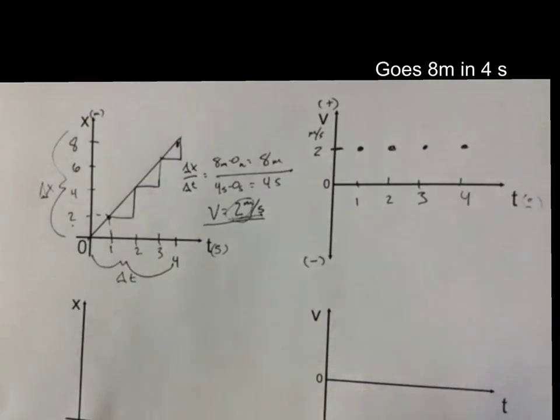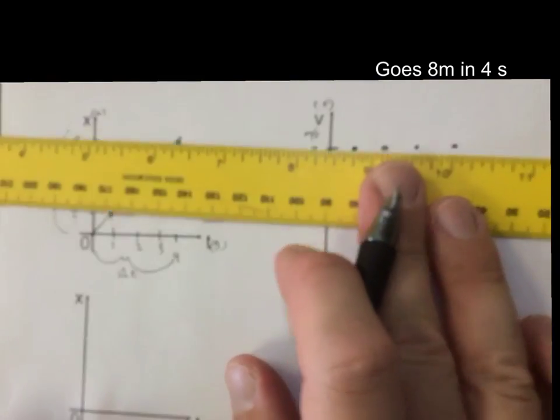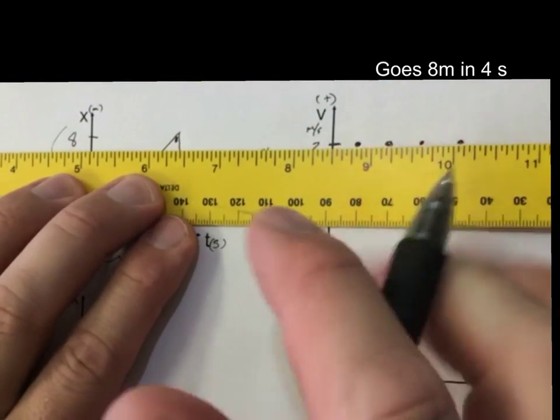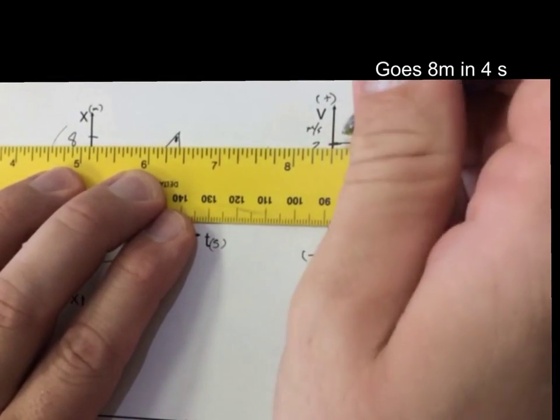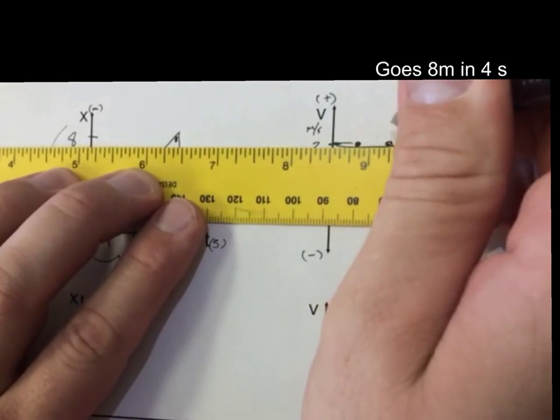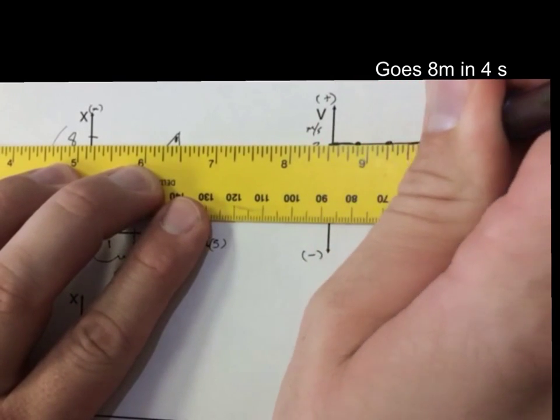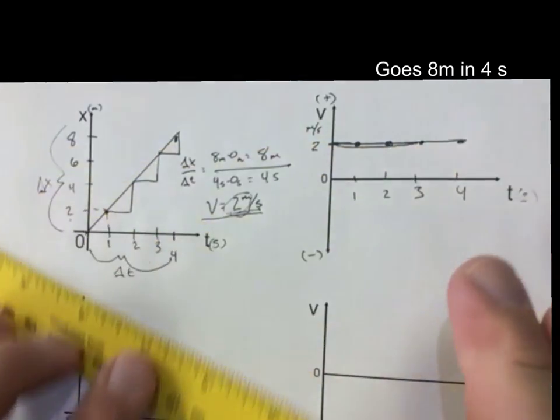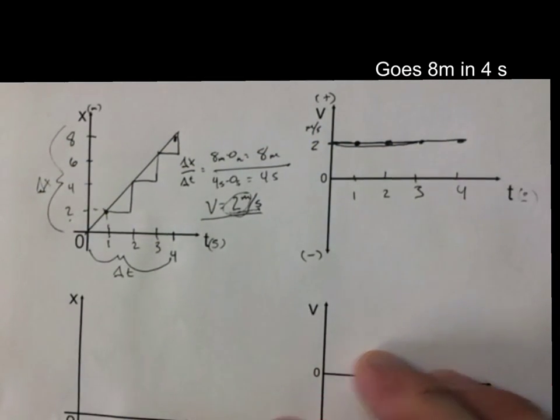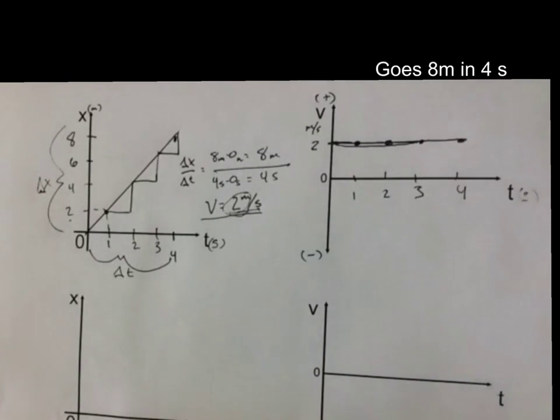Now if you go ahead and put this all together, what you end up getting is a nice straight line, which shouldn't be too surprising to you, considering that this object traveled at a constant velocity, and we would expect that its velocity would remain constant. Okay? So that's scenario number 1. An object goes 8 meters in 4 seconds. All right, let's try another one now. Let's go to the next.